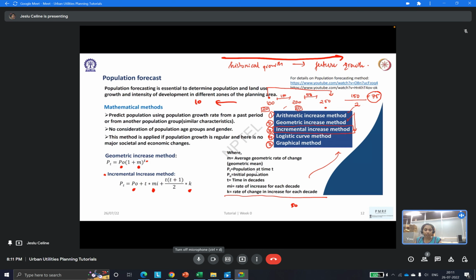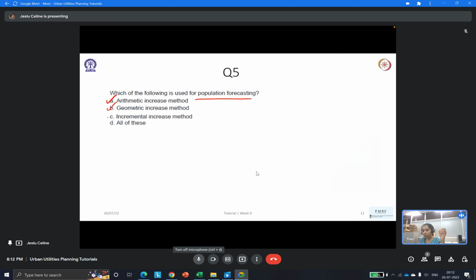How to do the calculations in detail, we will discuss in future tutorials, where we will take up an actual problem and try to solve it. So again, to answer this particular question, all three methods, the arithmetic increase method, geometric increase method, and incremental increase method, are used for population forecasting.